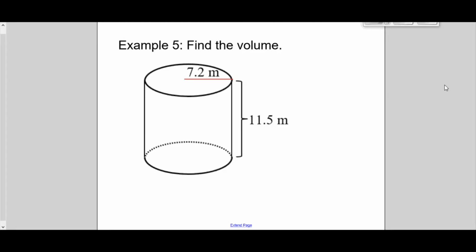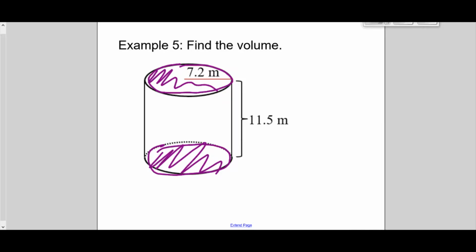So next example, example 5, find the volume. This time they give you a cylinder. So your base shape here is a circle. Here's my base shape, and then here's my other base. We could shade it in if we want to. Take a minute if you need to and copy this one down.